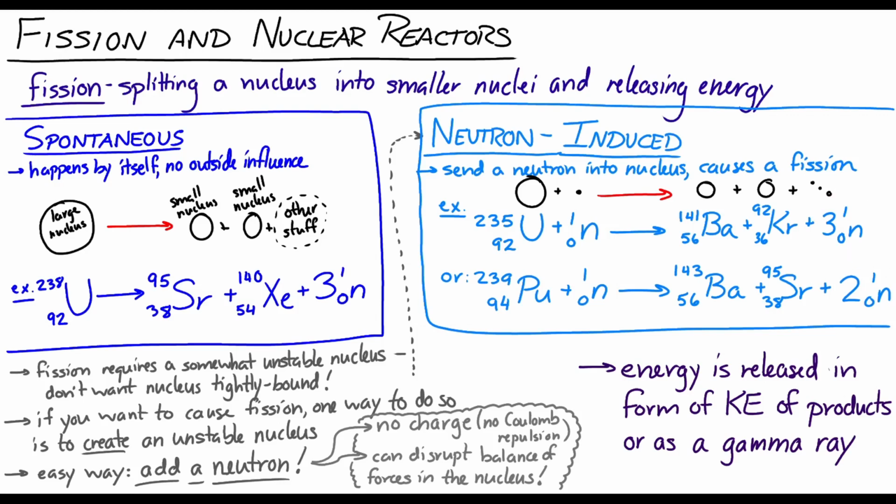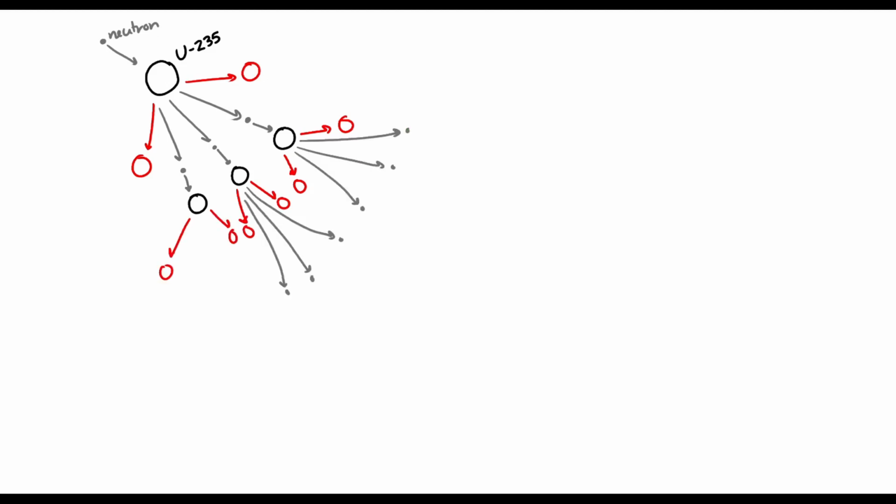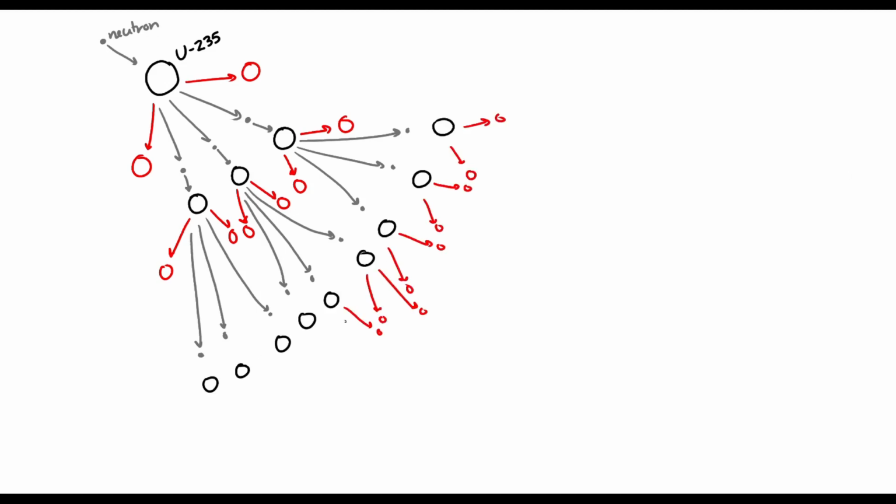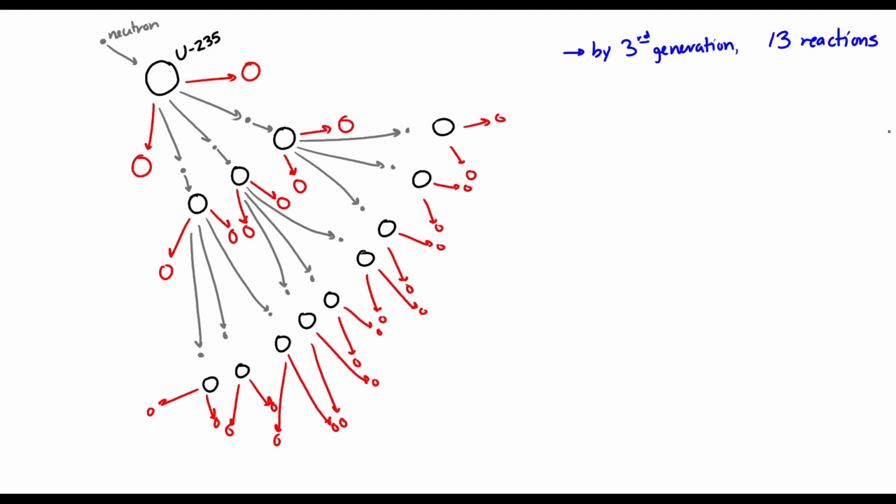So this can lead to a situation like this. Imagine we send a neutron into a, say, uranium-235 nucleus. It fissions into 2 things and releases 3 neutrons. Those 3 neutrons go off, and they impact 3 more uranium-235 nuclei, which then fission. And each of those releases 3 neutrons, which then go on to cause more fissions, and so on and so on. So by the 3rd generation, 13 reactions have taken place.